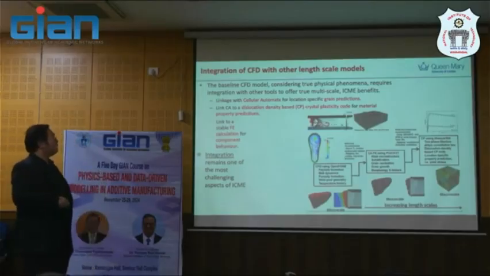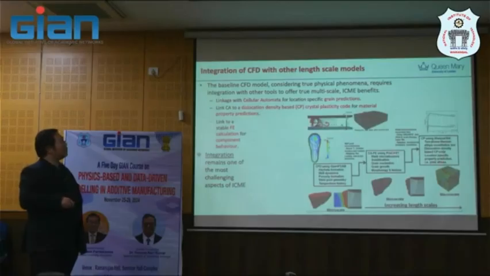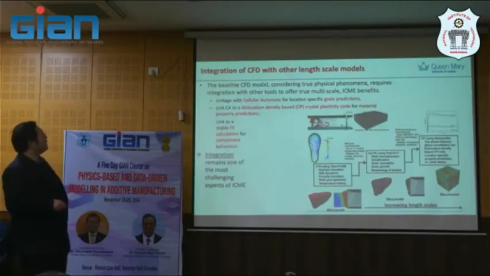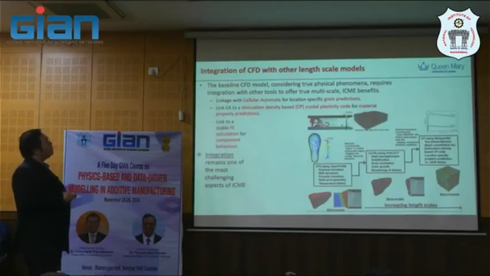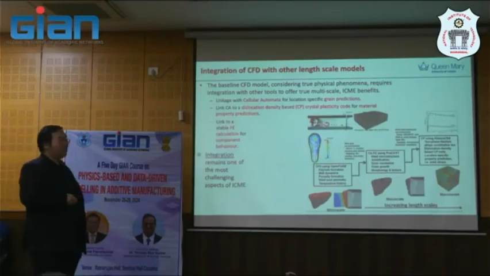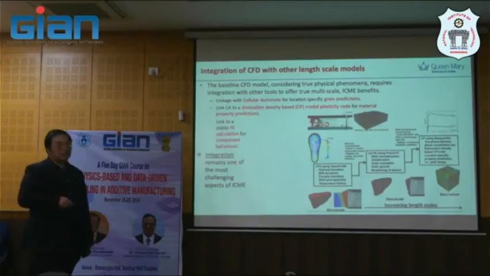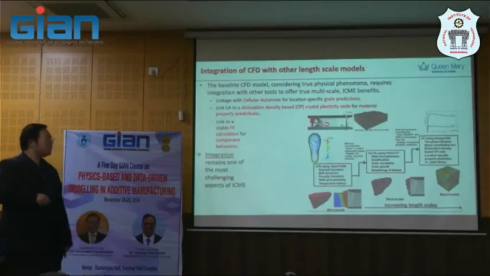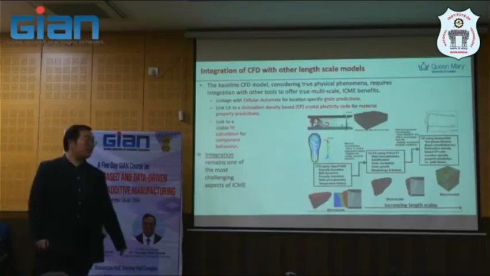each length scale. And this is probably the very first of its kind that shows this, because the work has been published in 2016, 17, so it's probably the very first paper that we show this. And then the link of the cellular automata to the location-specific grain prediction is important. Link of this microstructure to this location crystal plasticity-based model, but this is for titanium 6-4. It will predict the material property. And link this FE to component behavior. Again, is another matter. So integration remains one of the more challenging aspects of the computational material engineering community.